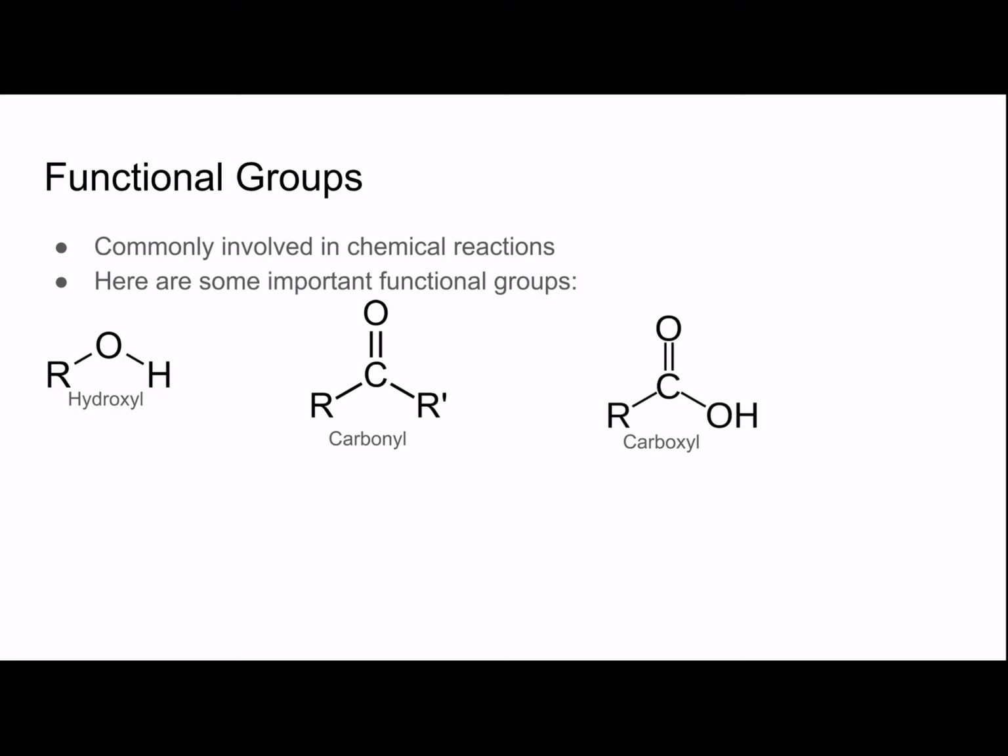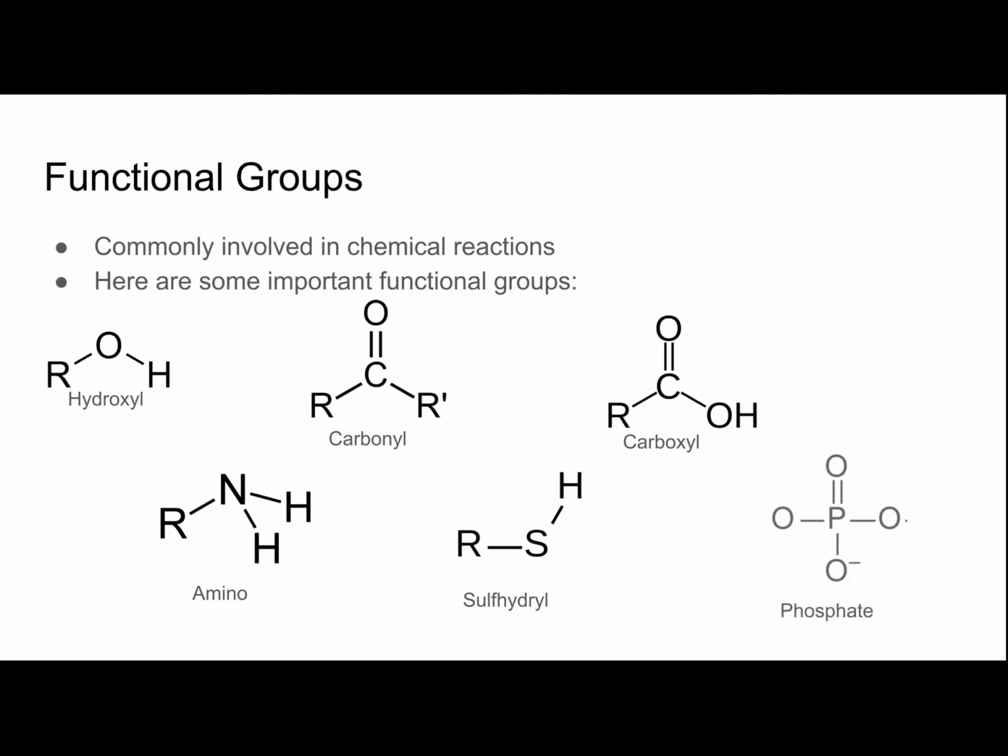And again, R is the variable region that will change. Then we have the amino group, which is the N, H2. And again, R group, variable group. And then we have sulfhydryl, which is the sulfur connected to hydrogen, and then a R variable group. And then we have phosphate, which is P, and then 4 O's, one of which is a double bond.